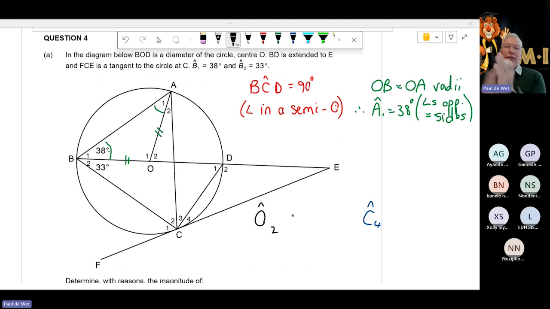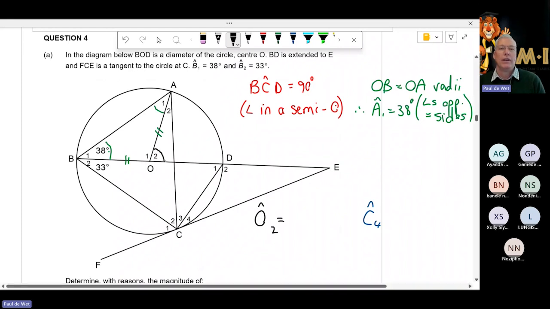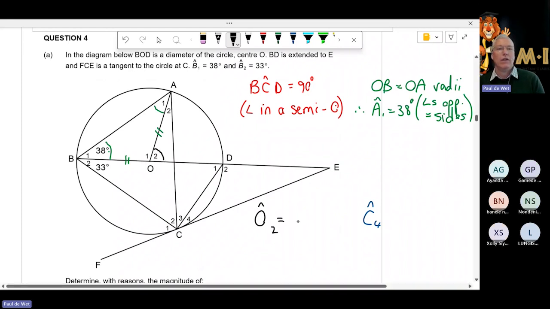I'm lazy, eh? There is a quicker way. Can anyone tell me a quicker way? That's full marks, by the way. The way you said it all, brilliantly explained, full marks. Anybody got a quicker way we can get O2? It's angle at the center.